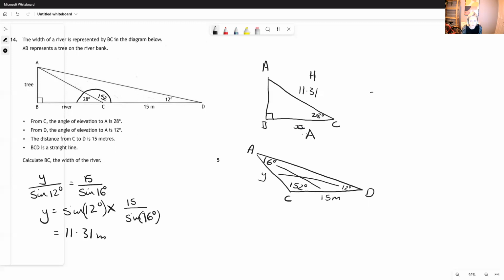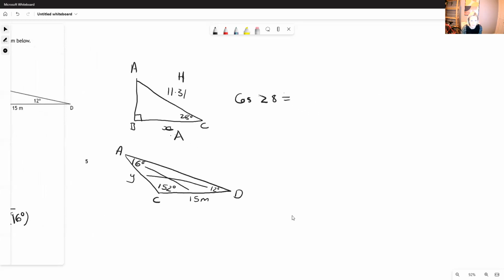And so with A and H, it's a cos question. So cos of the angle, which is 28, equals A over H. And so that means cos 28 is, my A is BC, or you could call it X. I'm just going to call it BC because that's its proper name. Over my H, which is 11.31.